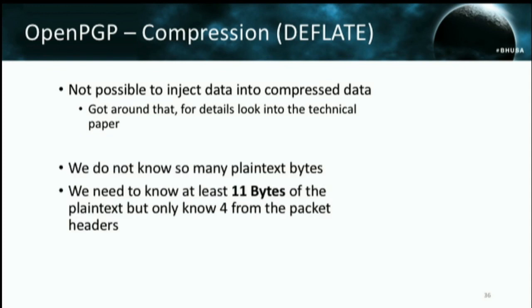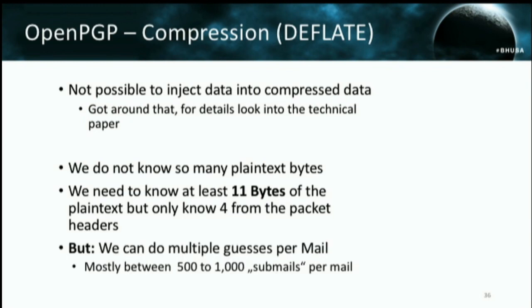We have a second difficulty here: we do not know so many plaintext bytes. We do not have this content type header in there, but we have some compressed data, and we don't know how this compressed data looks. We then figured out that we do not need the whole 16 bytes, which is the block size of AES, but it is enough to know 11 bytes to get some working exfiltration channels here. We only know 4 bytes exactly, because these are the bytes of the compression package, which tell us which compression is used, what compression level is used, and so on. So we have to guess at least 7 bytes to break this PGP inside email encryption. This is kind of a huge number, but we found out that we can do multiple guesses per email, and that's pretty cool.